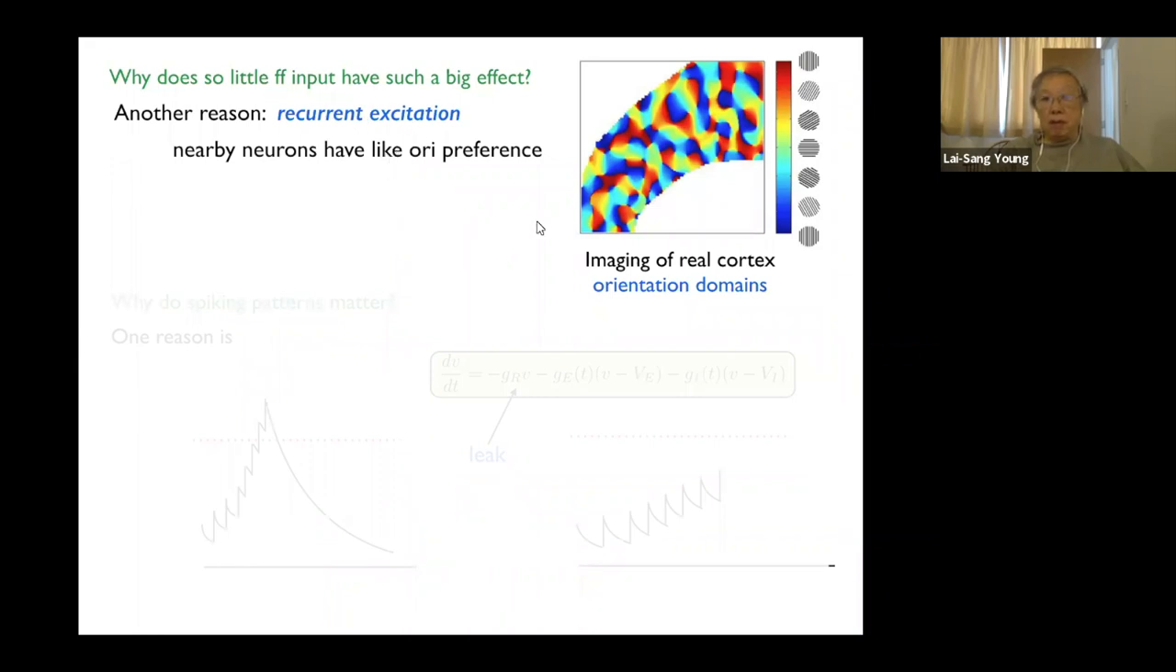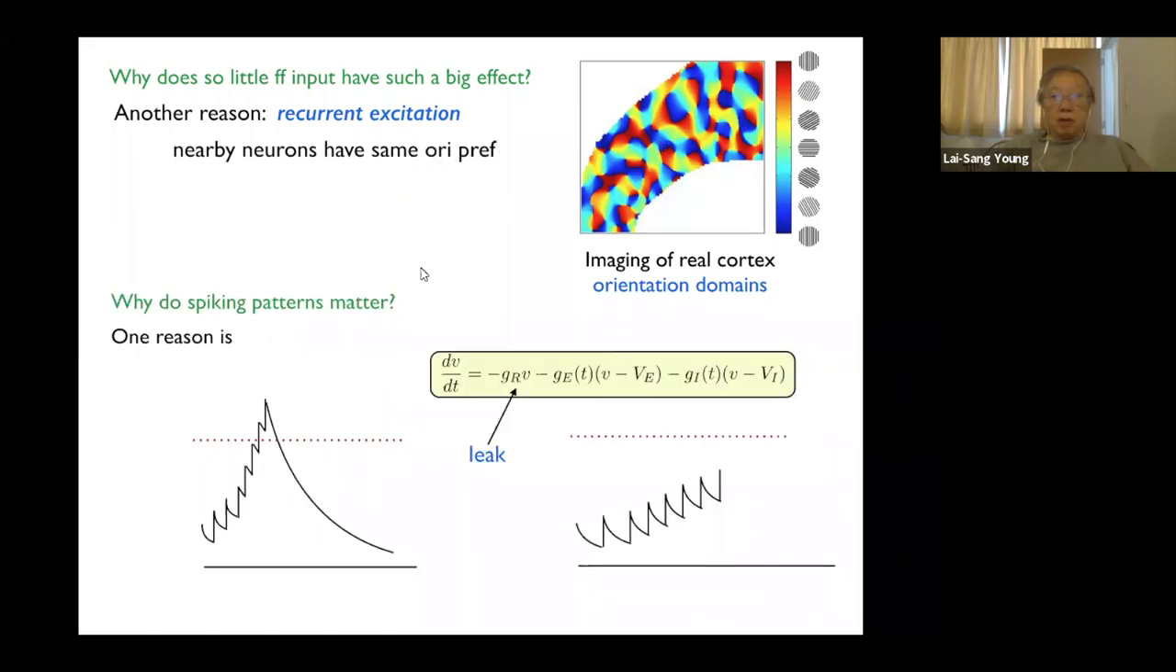So in the monkey, at least, not so much the mouse, the nearby neurons have a like orientation preference. The color code is for the orientation that it prefers, and you can see that they come together in blobs. That means your neighbors also prefer the same orientation, so they reinforce each other, and that also helps.